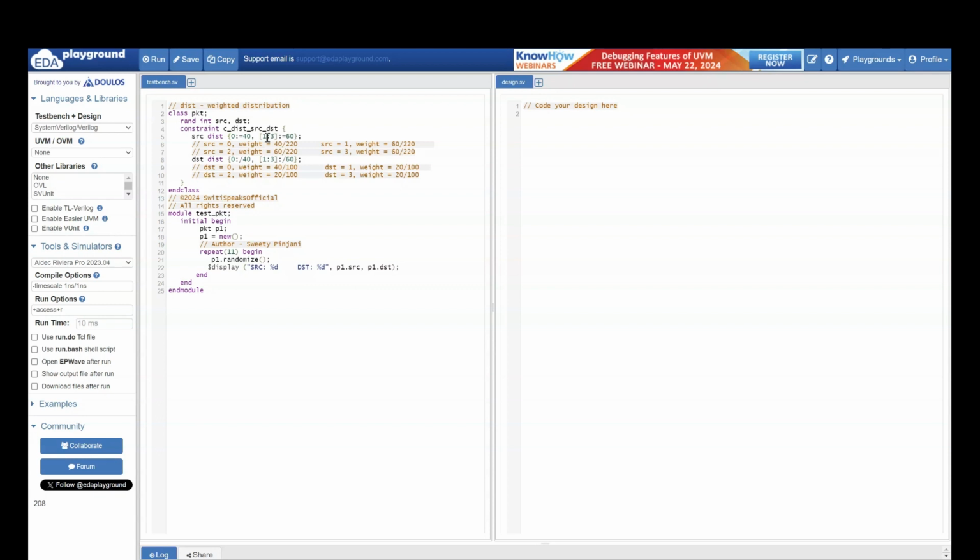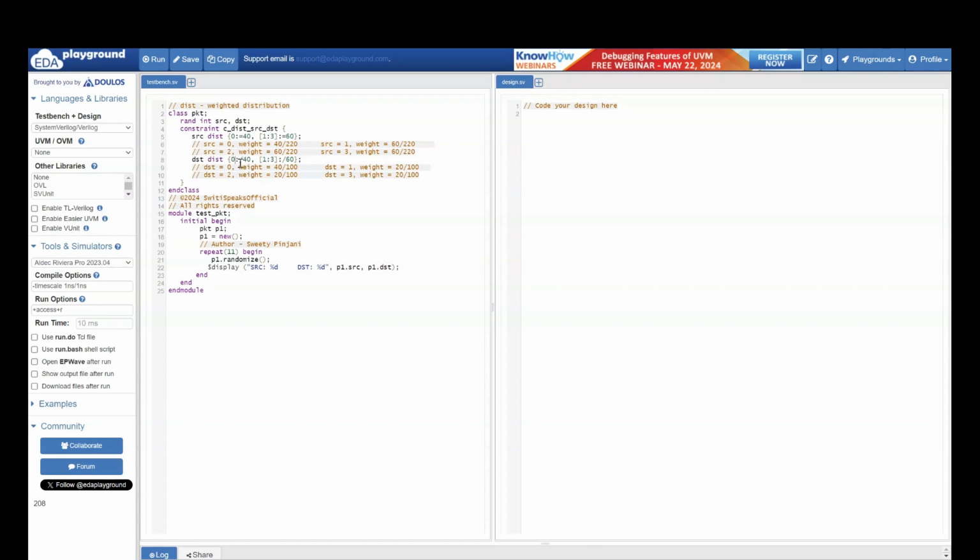Total, there are three values, 1, 2, and 3. All three of them have 60. 60 into 3 was 180. And weight for 0 was 40. So the total weight was 180 plus 40, which is 220, out of which 0 was having weight 40, and each value inside this range, which was 1, 2, and 3, was having weight 60.